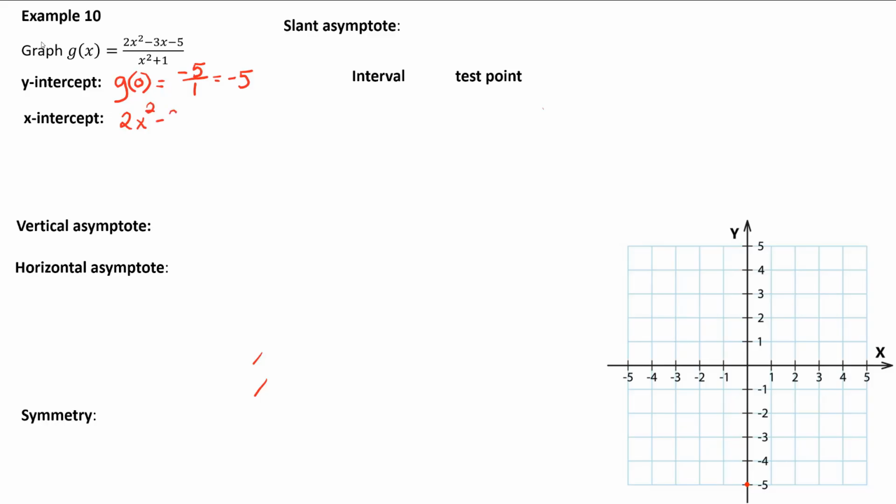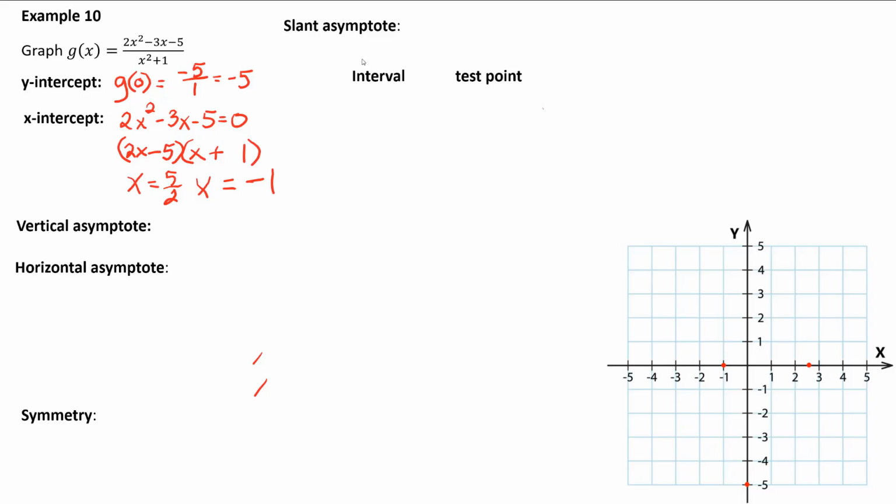So 2x squared minus 3x minus 5, set it equal to 0 and see what you get. You can factor this like this, and so you can see that either 2x minus 5 is 0 or x plus 1 is 0, which means that x would be 5 halves or negative 1. Those are our two x-intercepts. So we're going to put those on the graph.